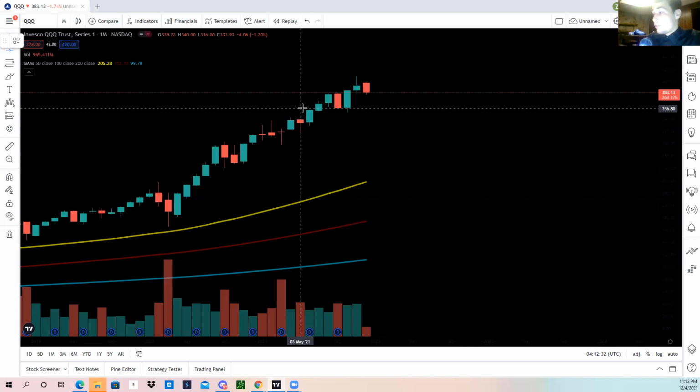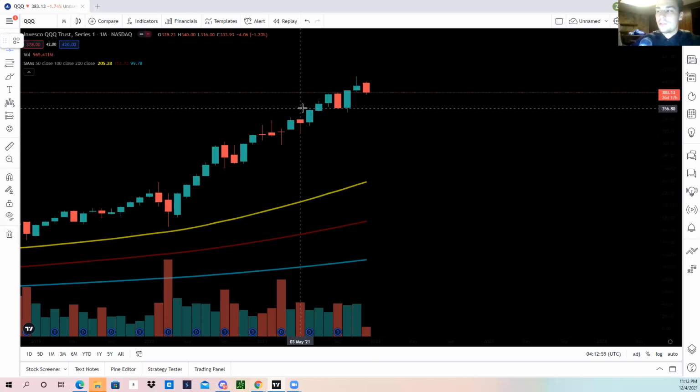I am more in favor of supply and demand zones, and I have a video on my supply and demand zone trading strategy, which is essentially just support and resistance levels, but in a box versus a strict line. So you have a range. You're like, okay, from 100 to 105 is a demand zone, aka support zone.